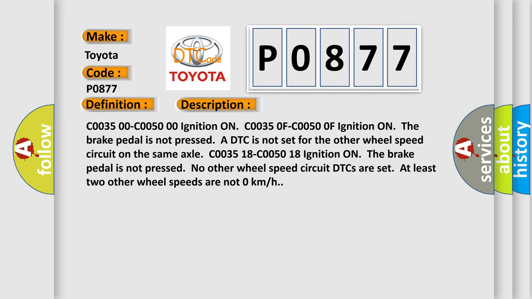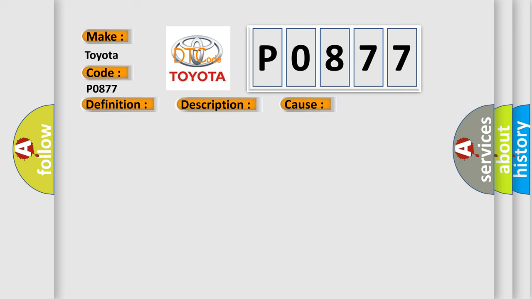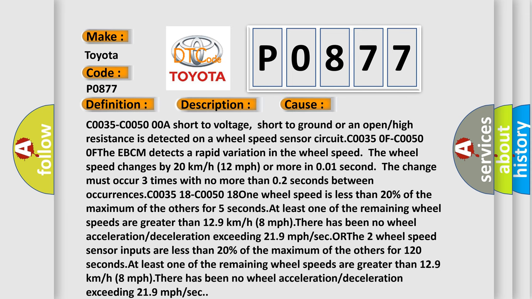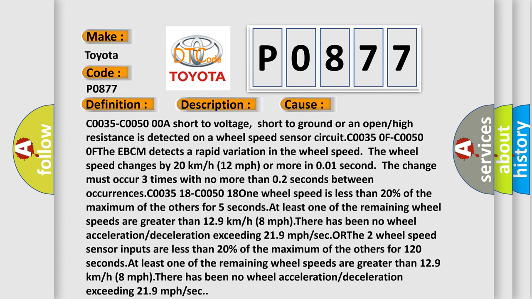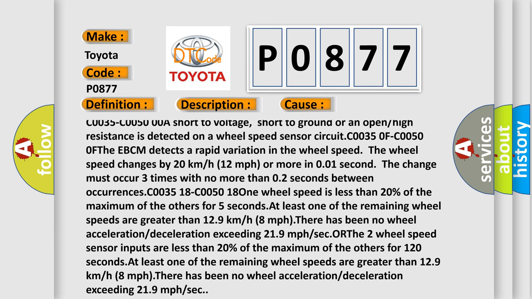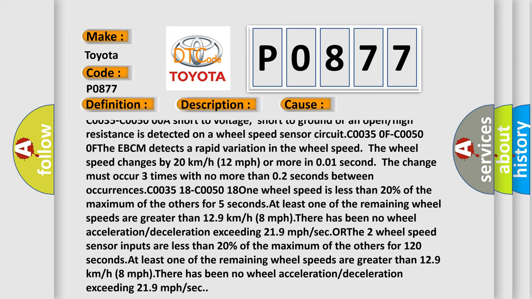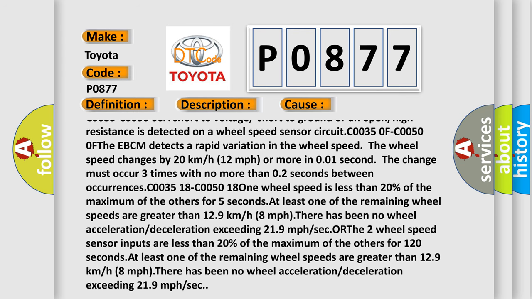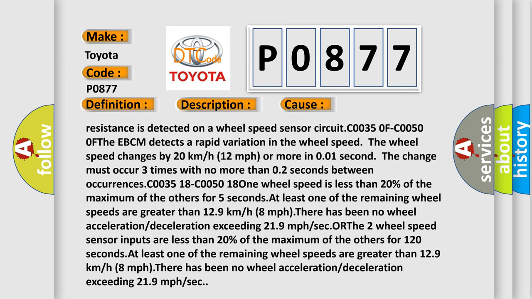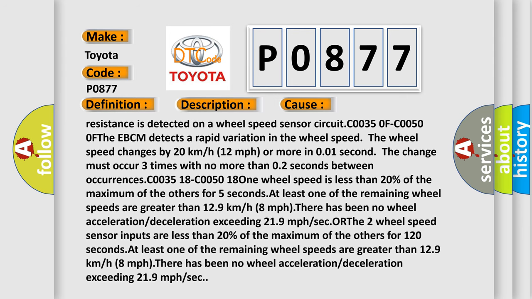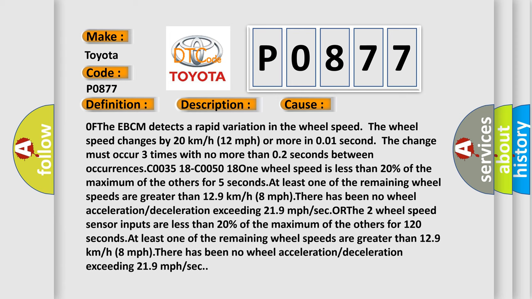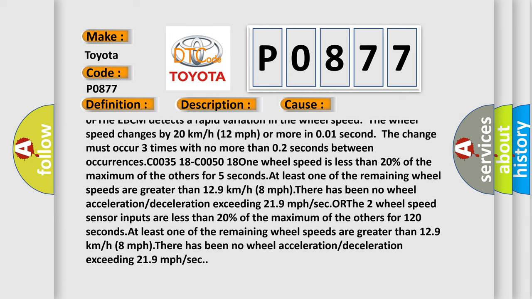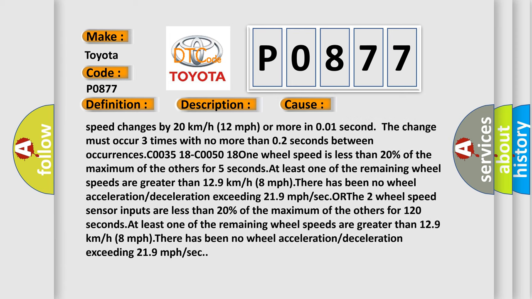This diagnostic error occurs most often in these cases: A short to voltage, short to ground or an open or high resistance is detected on a wheel speed sensor circuit. The EBCM detects a rapid variation in the wheel speed. The wheel speed changes by 20 km/h, 12 miles per hour, or more in 0.01 second. The change must occur 3 times with no more than 0.02 seconds between occurrences.